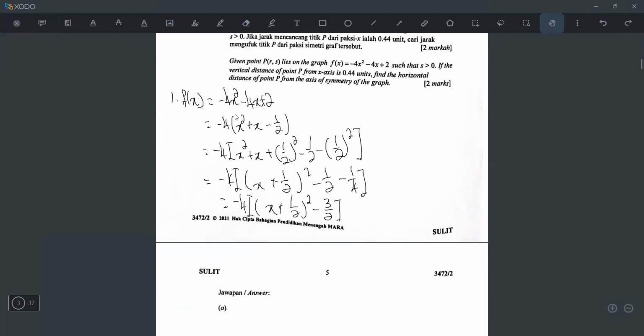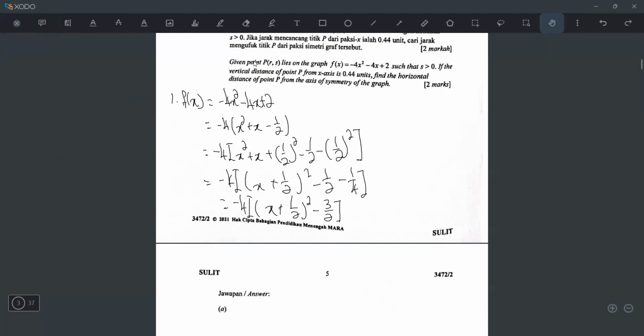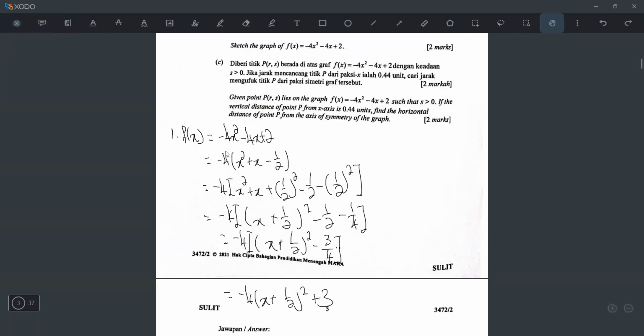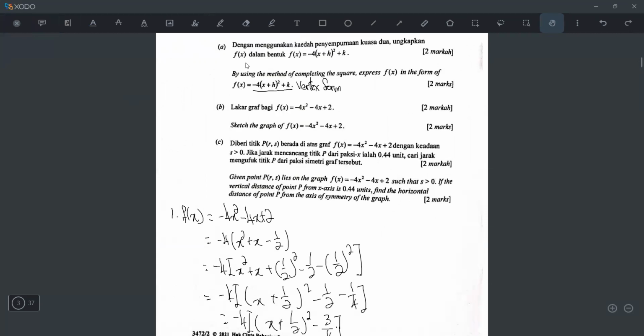So negative 3 over 4. And now I just have to multiply in the negative 4, so you get negative 4, bracket x plus 1 over 2 squared. Negative 4 times negative 3 over 4 is plus 3, right? So that's the answer. That's the vertex form. So it's done.